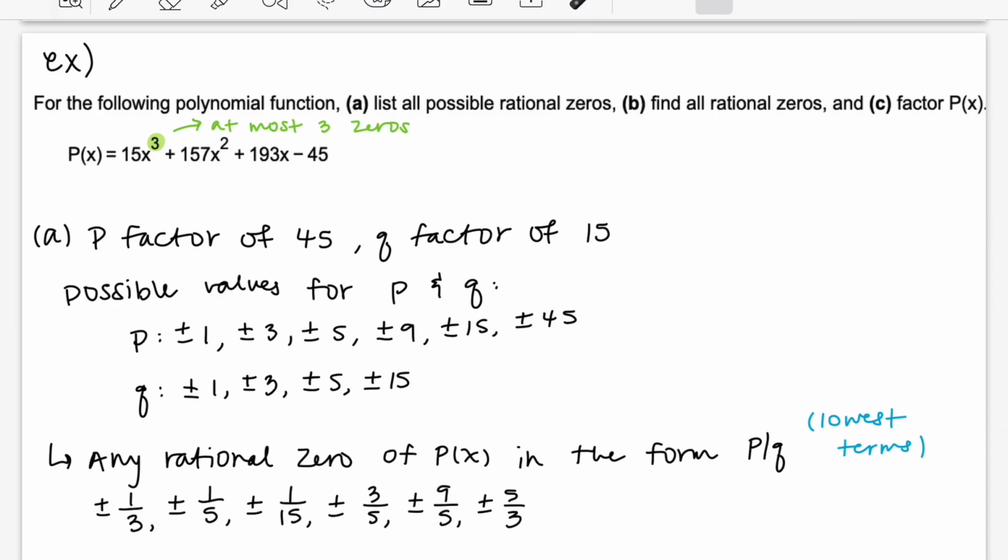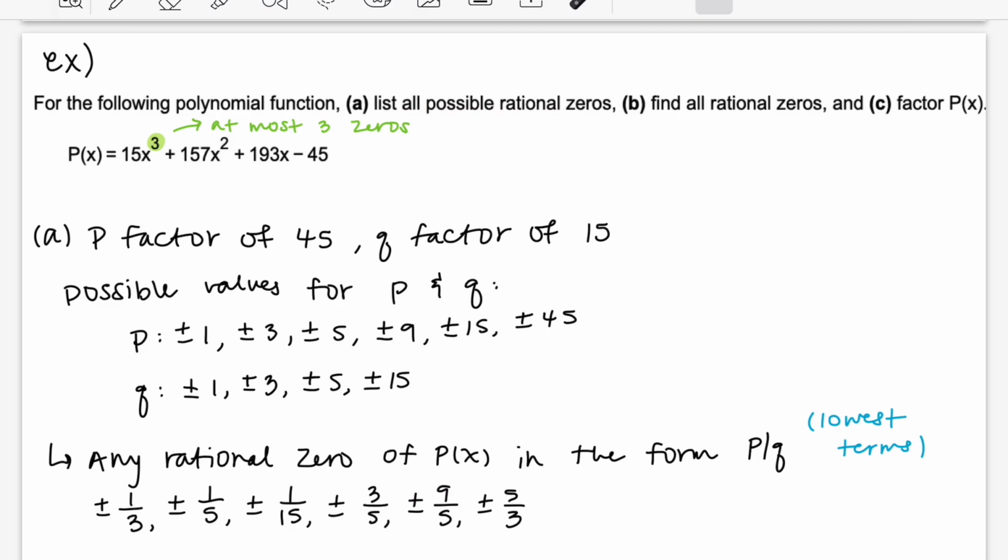All right, and just want to emphasize that this is in our lowest terms here, because for example, we could have our P over Q be 45 over 15, and in that case, that's just going to be equal to 3, and that is covered in the fact that a possible value for P is going to be plus or minus 3. All right, now these are just the possible values for P and Q, the possible zeros. And so that's what we did for part A. We just listed all possible rational zeros.